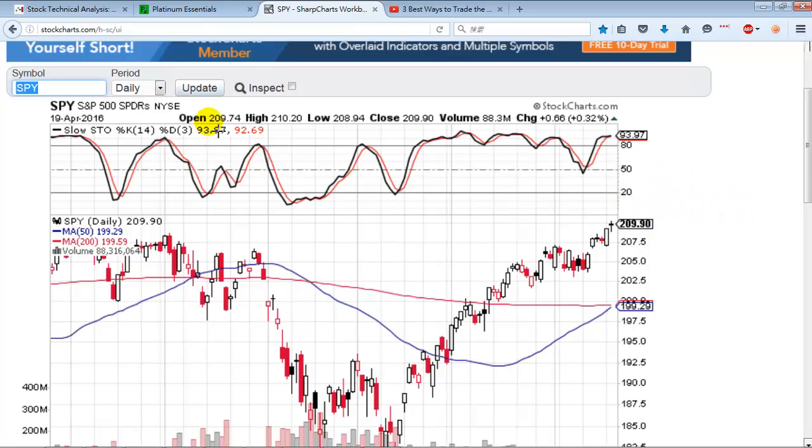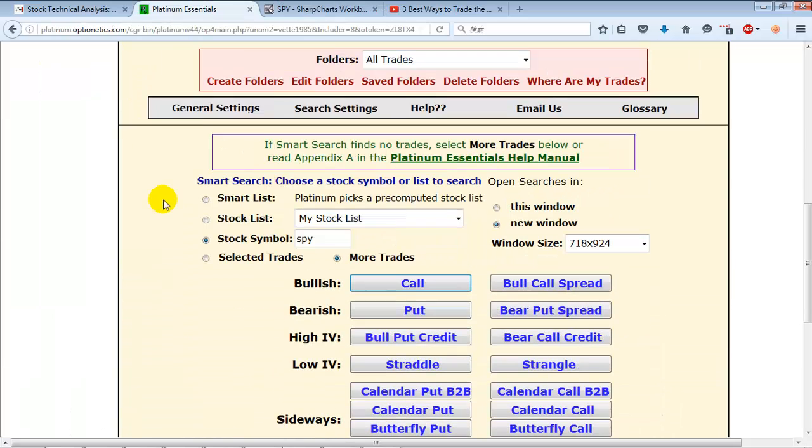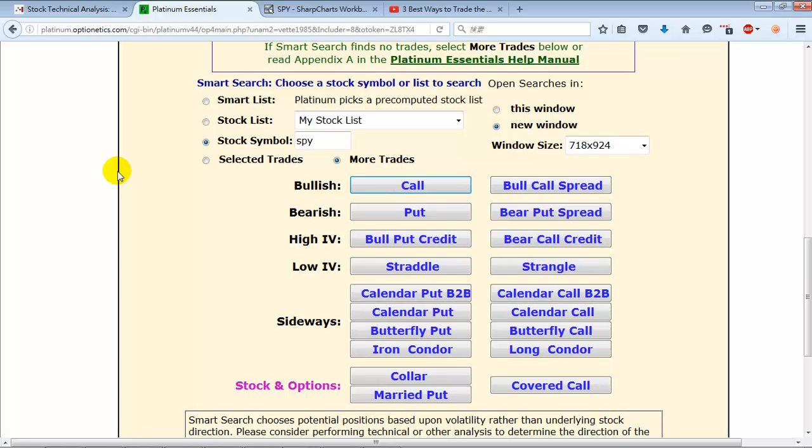My answer for that would be, go with a more complex strategy. It's not that more complex. All you have to do is add one more option to the strategy. Here's what I would do. I would use what's called a bull call spread.